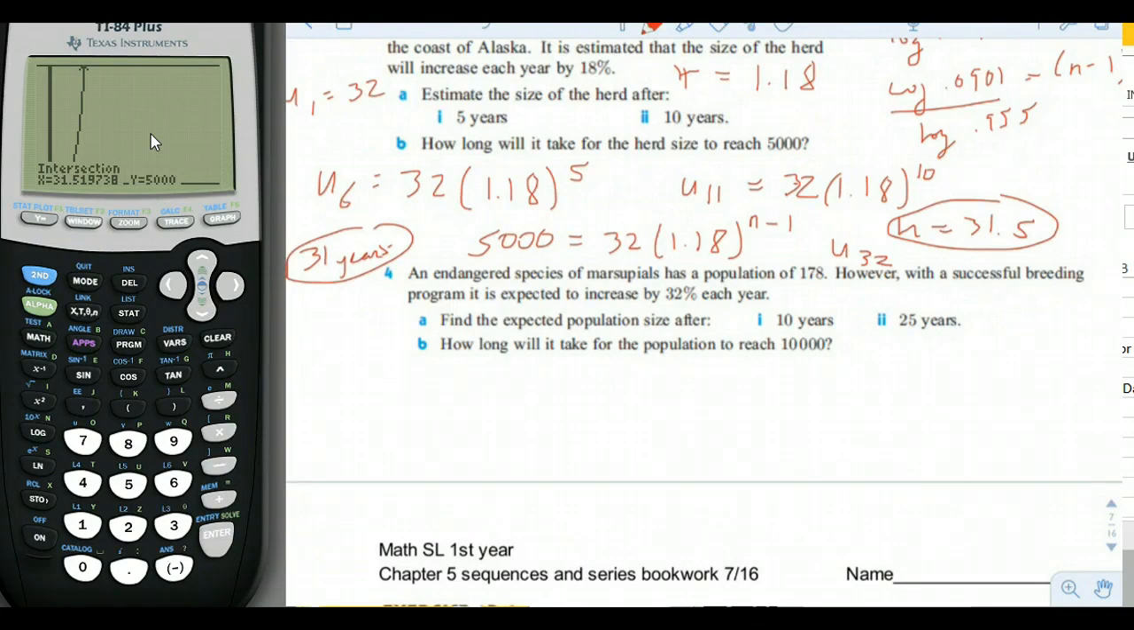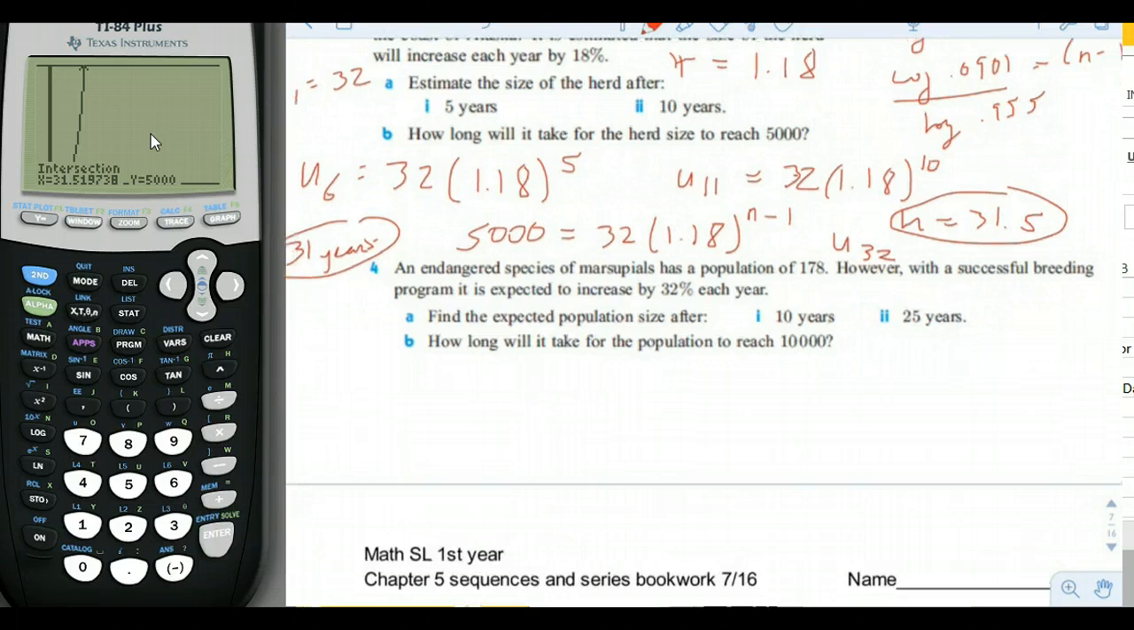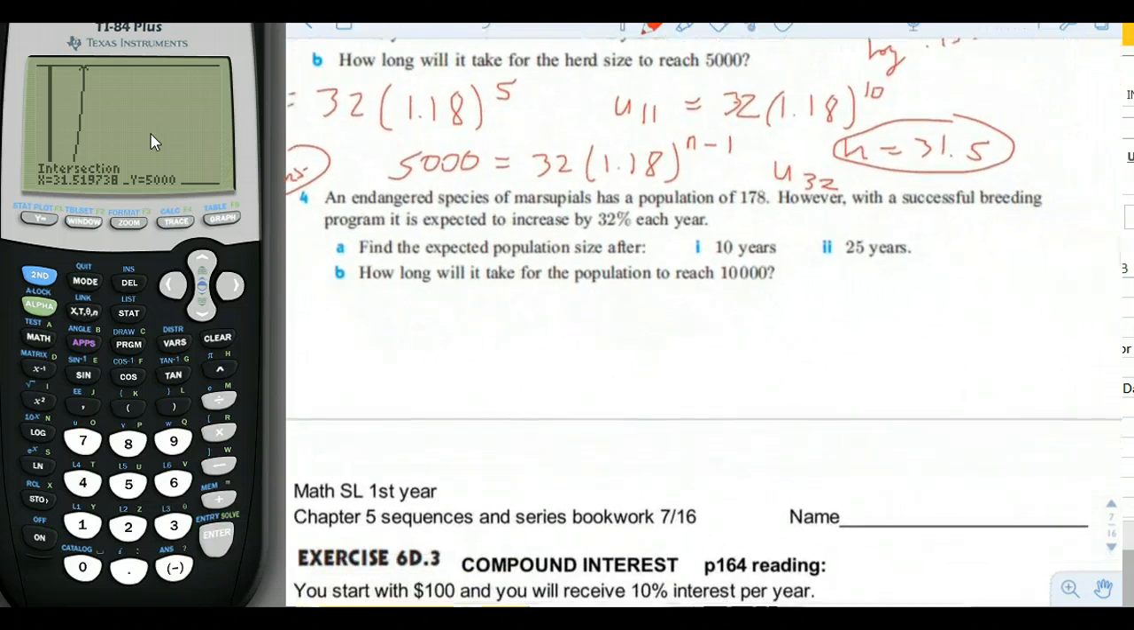An endangered species of marsupials has a population of 178. With successful breeding, the program is expected to increase by 32% per year. So R is equal to 1.32 because it's 0.32 plus 1. U1 is equal to 178. Find the expected population after 10 years. So U1 is equal to 178. After 10 years would be U10.